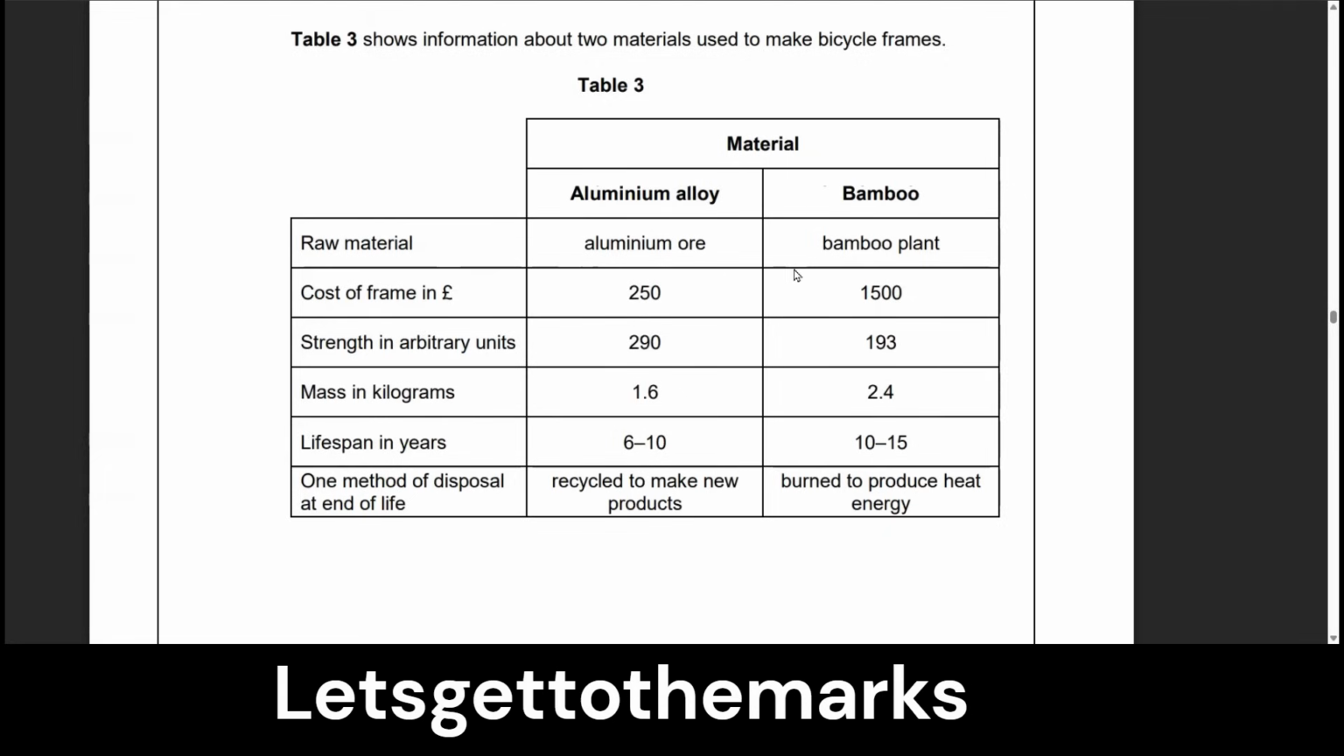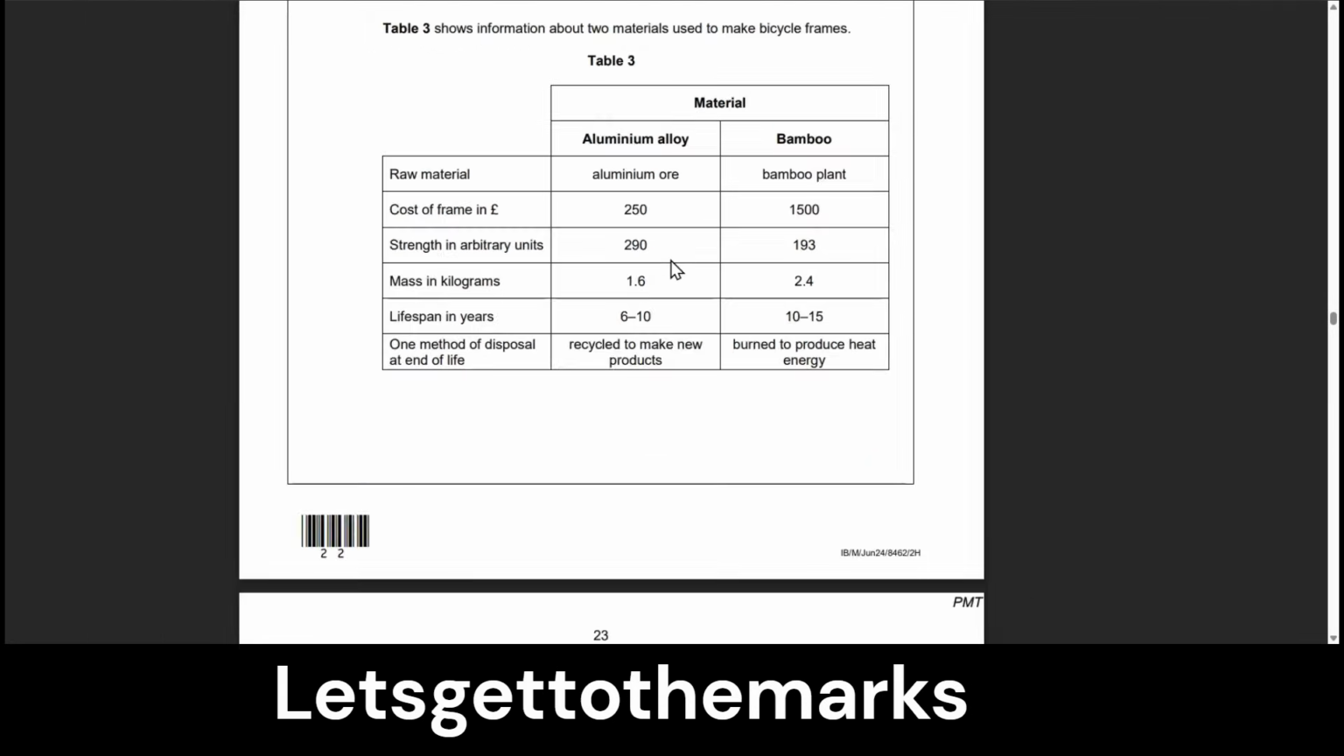So I'm going to go piece by piece, and I'm going to shrink this down, and I might put my answer here. Right, aluminium alloy, raw material aluminium ore, bamboo plant. So I'm going to say aluminium ore, which I can't spell, so I'm just going to use the chemical symbol. Al ore is a non-renewable resource, whereas bamboo is a renewable resource.